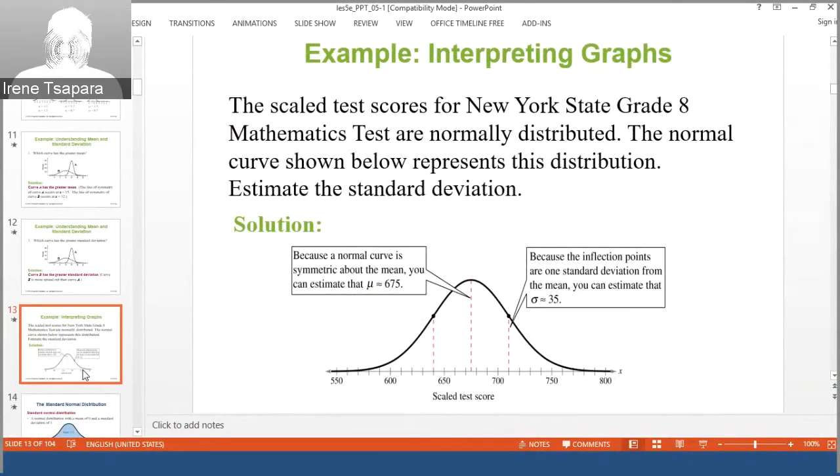Let's look at an example. So what do we have here? We have a normally distributed population. That is the population of the grade 8 mathematics test for New York State. The mean is at 675. So if we have just the actual graph here, we can immediately find what the mean is, and by looking at the inflection point, we can find the standard deviation. The inflection point happens at 710, so this means that it's 35 points away from the mean. The standard deviation is 35.